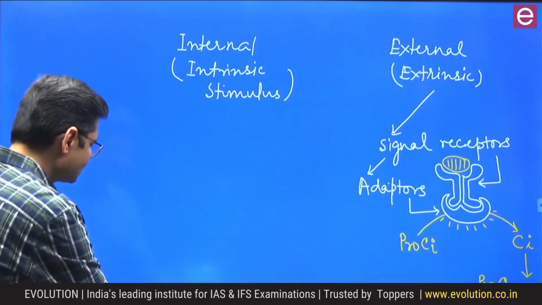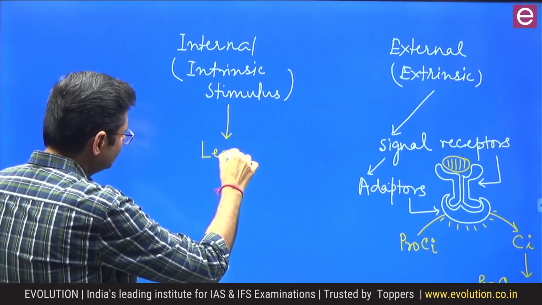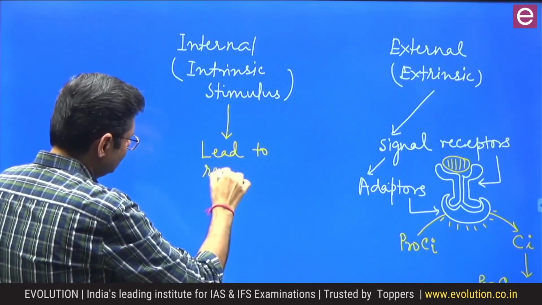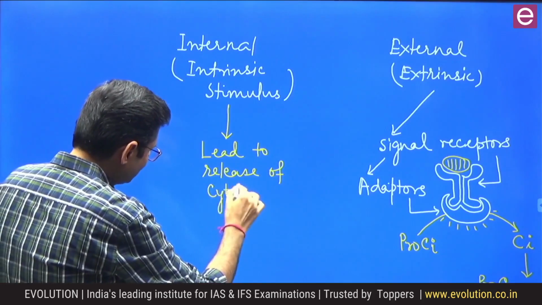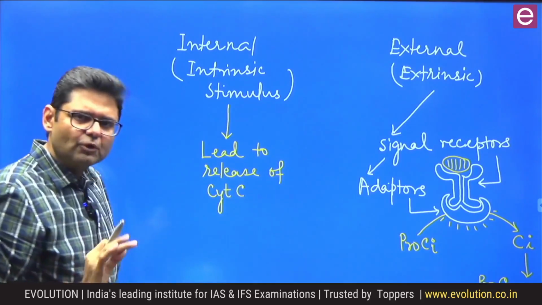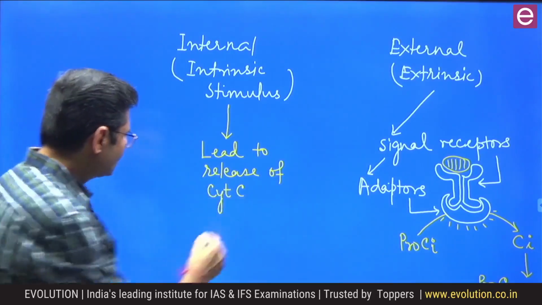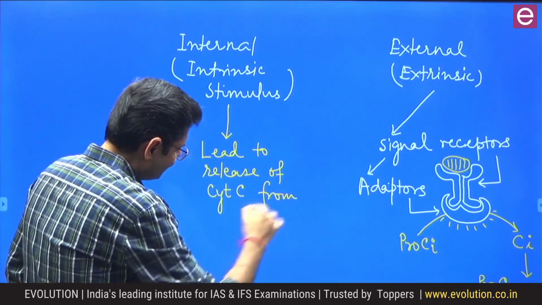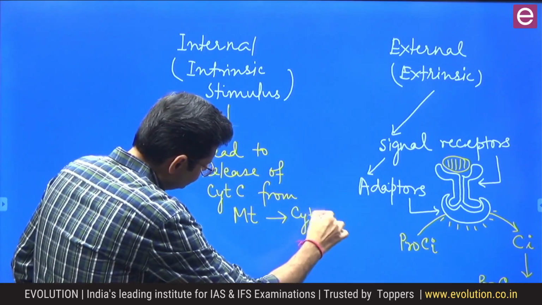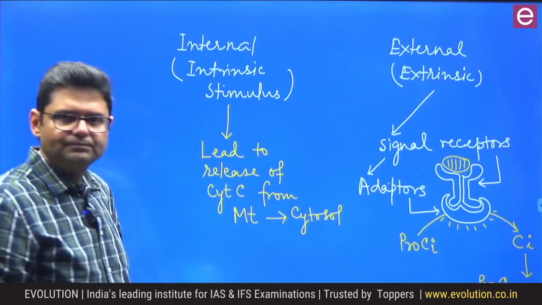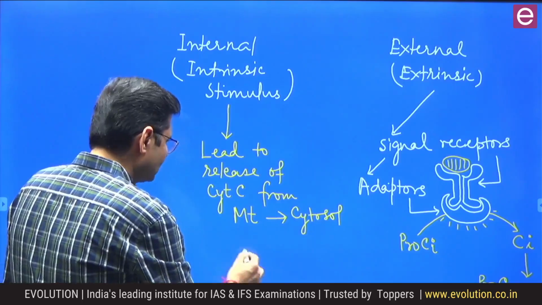So mostly the intrinsic stimuli lead to release of cytochrome C. Cytochrome C is a protein found in mitochondria, and it is a protein that is associated with aerobic respiration. So release of cytochrome C from mitochondria into the cytosol.